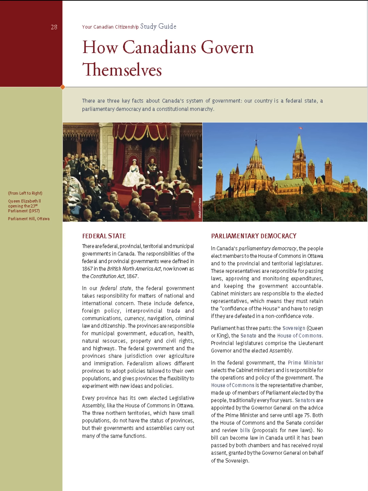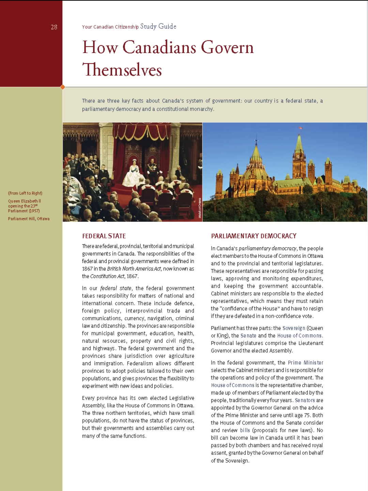Every province has its own elected legislative assembly, like the House of Commons in Ottawa. The 3 northern territories, which have small populations, do not have the status of provinces, but their governments and assemblies carry out many of the same functions.